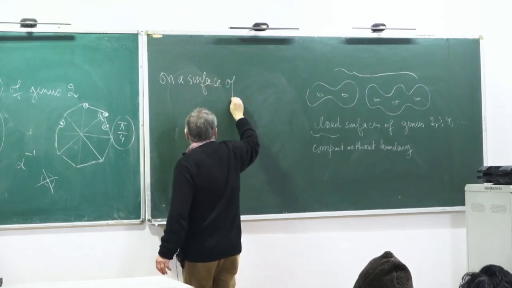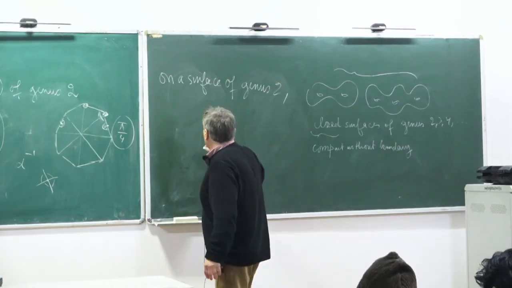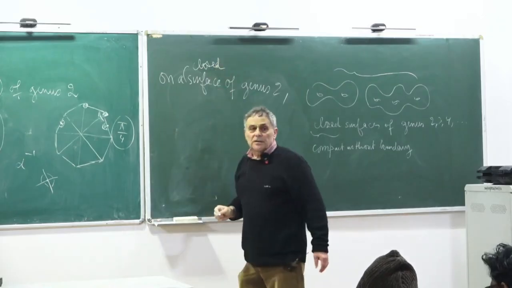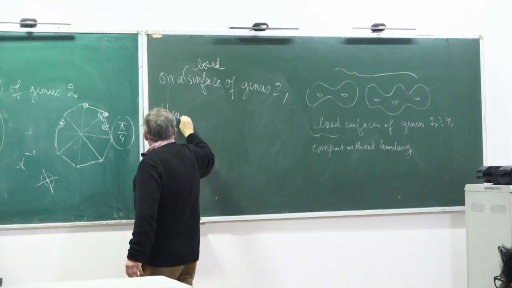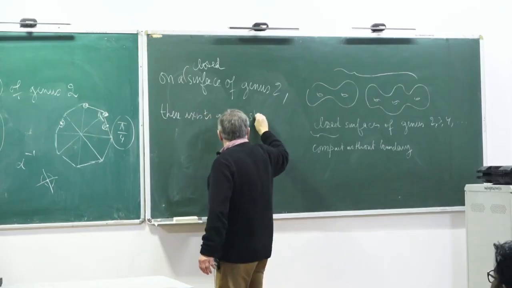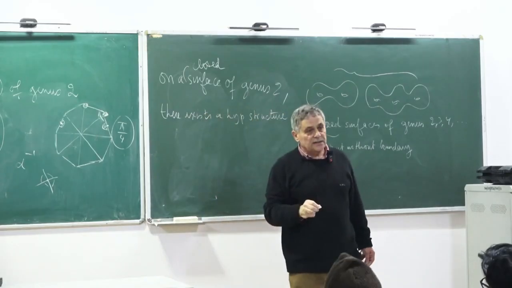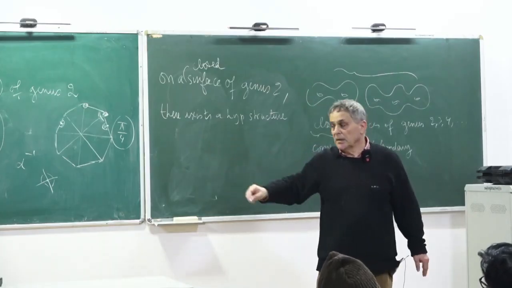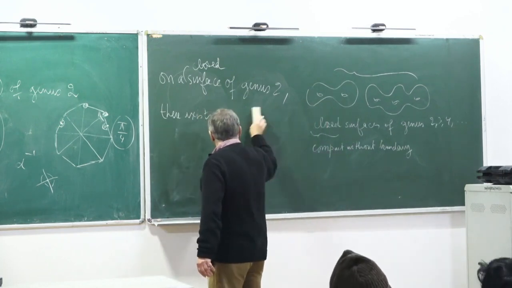On a closed surface of genus 2, there exists a hyperbolic structure. This is what we said; you have understood the proof. What I want to say is that, in fact, there exists more than one hyperbolic structure.